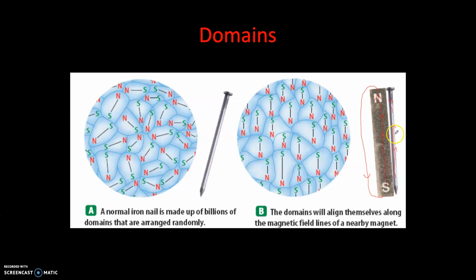And now that you've got your domains lined up with each other, this iron nail here has become a temporary magnet. And so the two magnets attract each other. If I was to take away this iron nail, the domains would stay lined up for a temporary period of time, but over time, the domains will begin to scramble up again. And as it scrambles up again, this iron nail will lose its magnetism. And we can create this in the classroom as well.